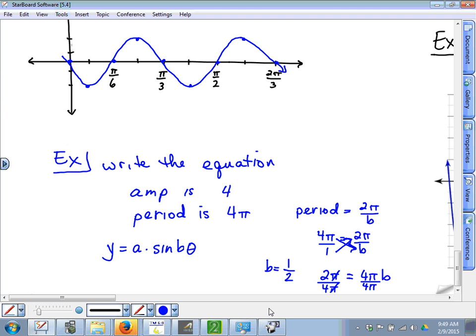We okay on the hang of it? 2 divided by 4, last time I checked, is 1/2. So b is equal to 1/2. So your equation becomes y equals 4 times the sine of 1/2 theta. Now it is kind of unusual to write it like this. It's more common to write it as theta over 2. I'd accept either one.